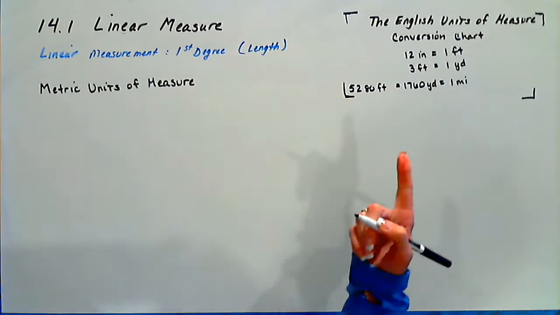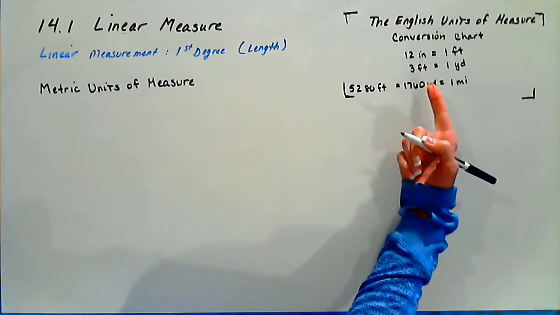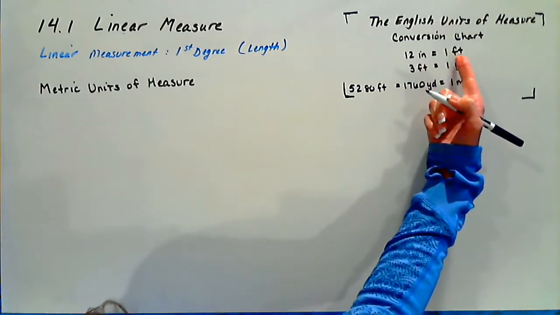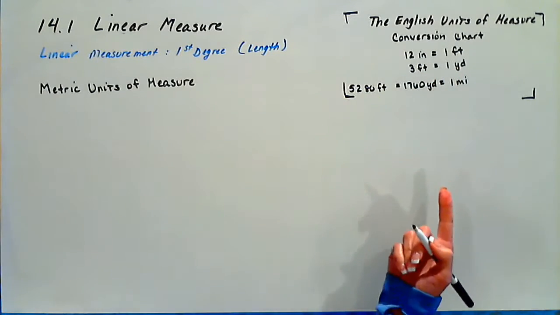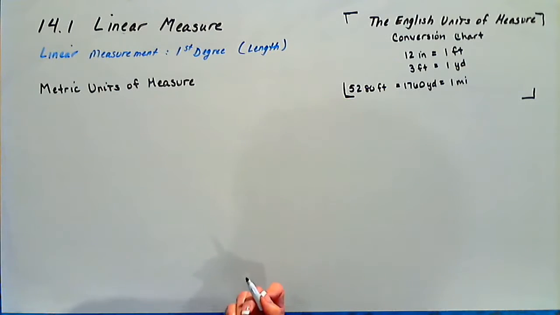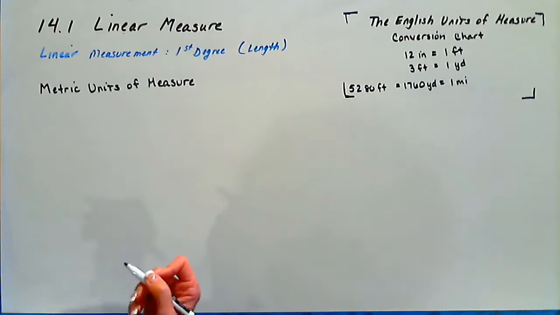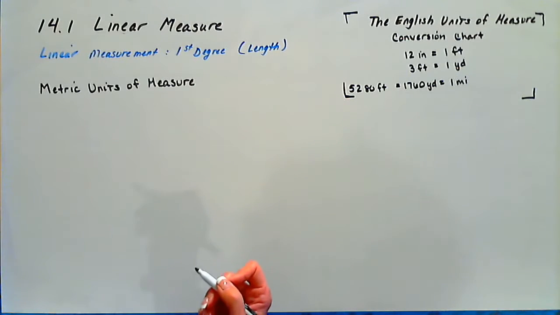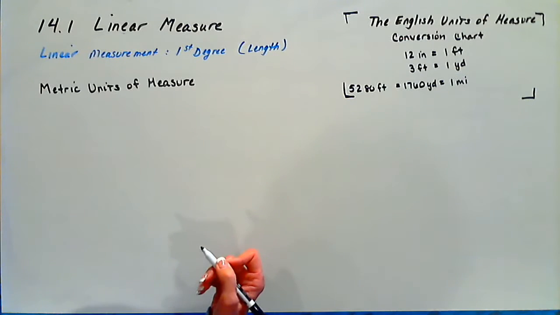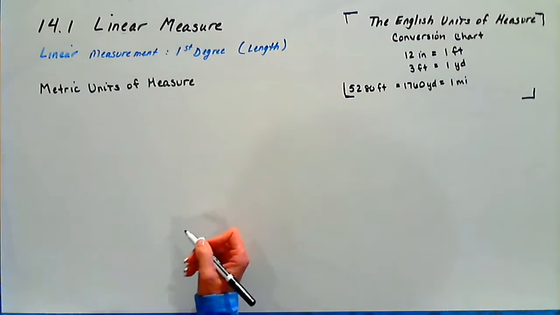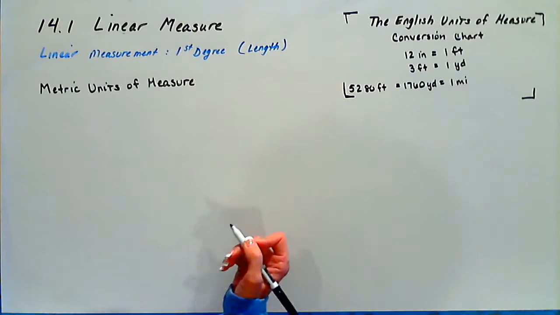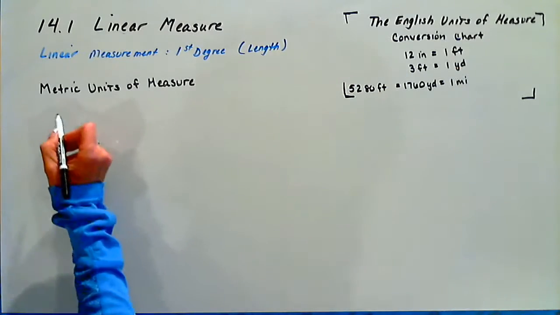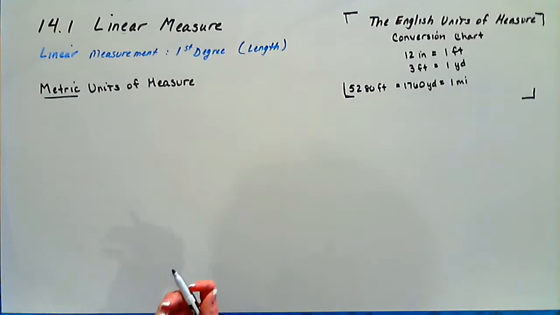So our system is very confusing as far as we have 12 inches to 1 foot, 3 to 1, 5,280. We have all these numbers we need to remember, not to mention 16 ounces are in a pound, but 2,000 pounds make a ton. Or if we're looking at liquid measurement, 8 ounces is a cup, but 2 cups is a pint, but 2 pints is a quart, but 4 quarts is a gallon. We have all these numbers. The metric system is really quite lovely.